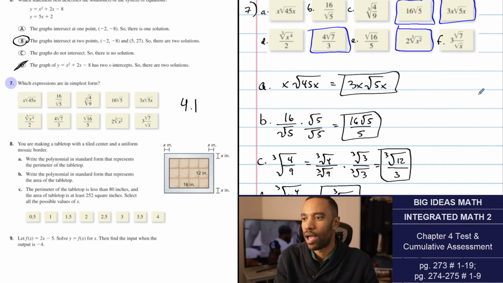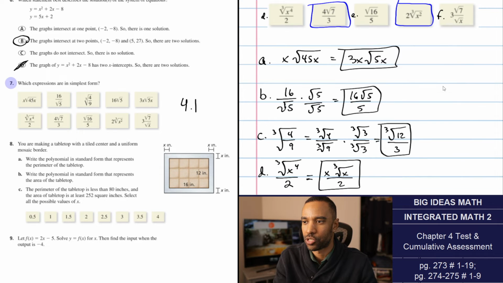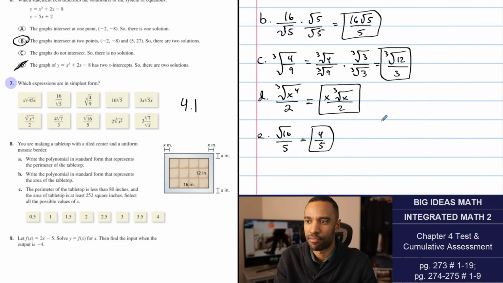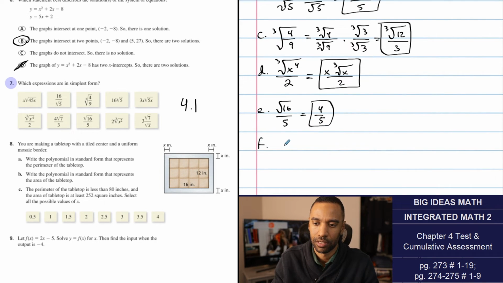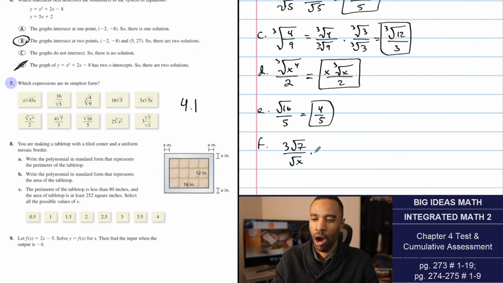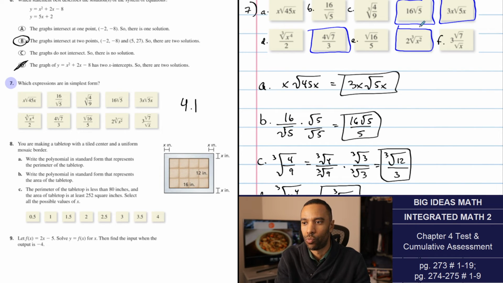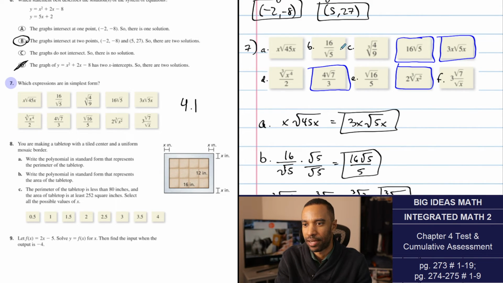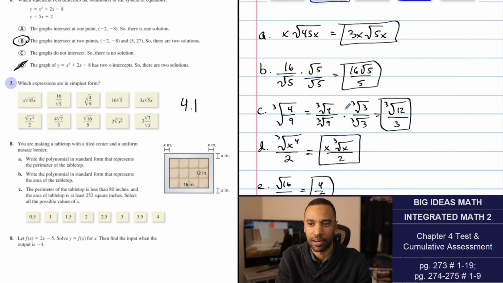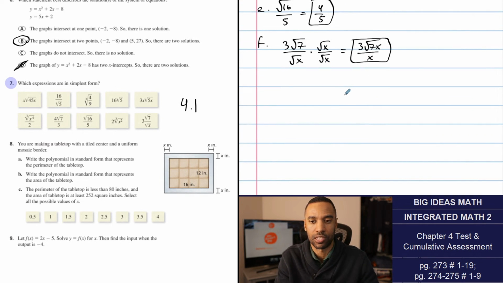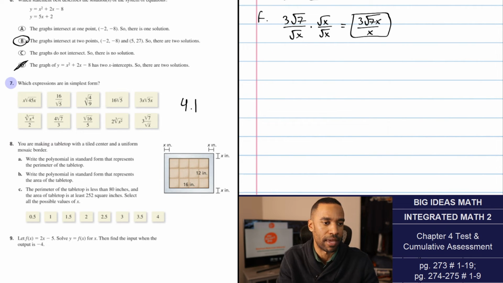So F, once again, irrational denominator. 3 times root 7 over root x. I'm going to write the 3 up top because that's kind of where it belongs. Multiply top and bottom by root x to rationalize this thing. You get 3 root 7x all over x, like that. Okay, so we are simplified. So these ones, the boxed ones were simplified. These ones were unsimplified, and I took care of it. Now, you weren't asked to do this. I'm showing you why they weren't and what you do to make them simplified.